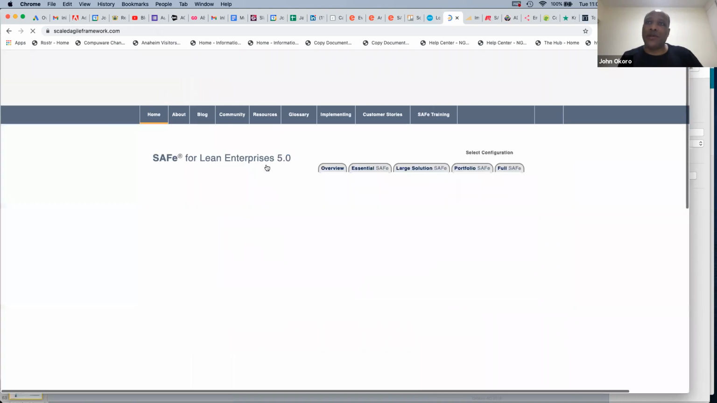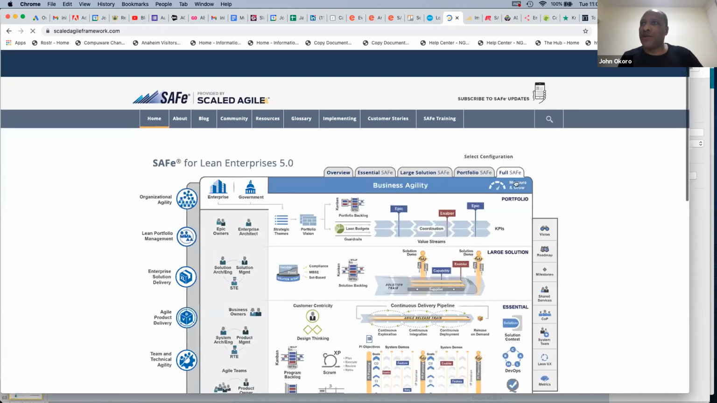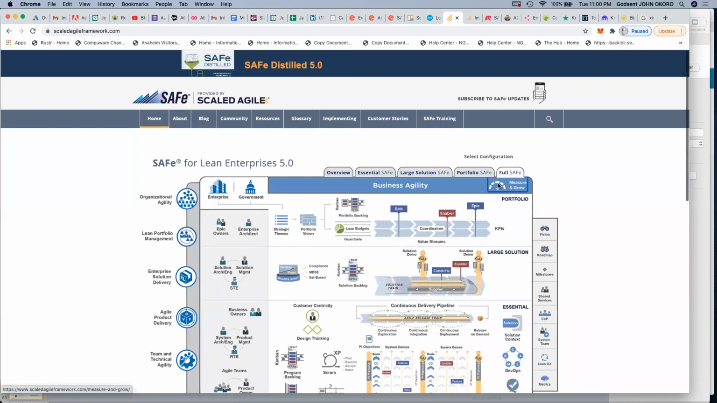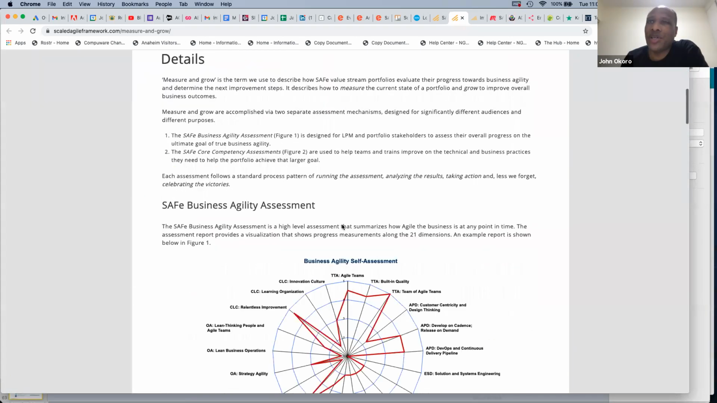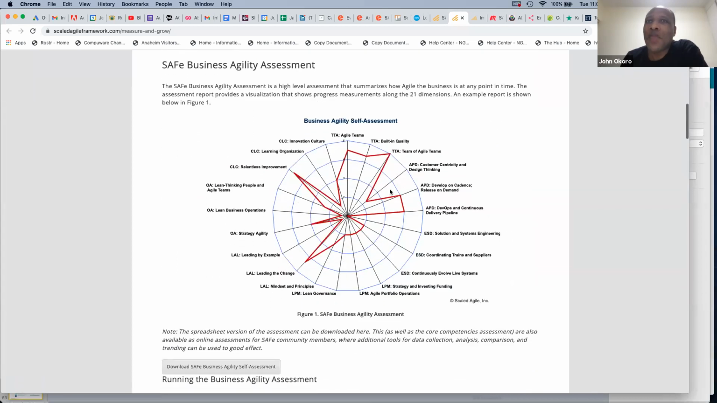Okay, so if you look at the top of the big picture, you're gonna see measure and grow up here. See that? Yeah. So we click into that, and I've used these a lot. They have different assessments that you can use. So this looks crazy, but basically it's across the seven competencies and the three dimensions of each competency. So we have continuous learning, innovation, culture, learning.